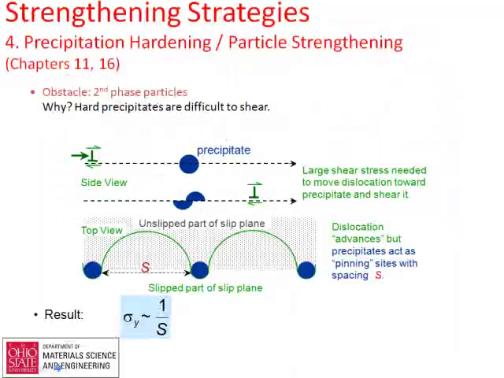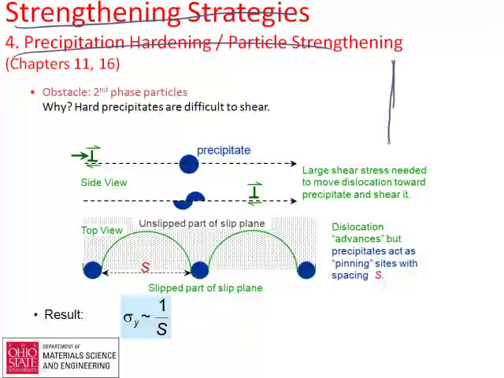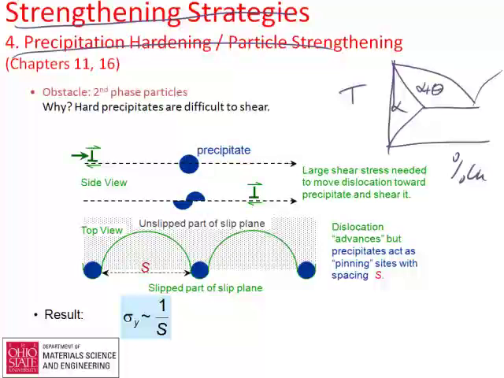Okay, the fourth strategy we can use is precipitation hardening. And this goes back to phase diagrams we've used before. Again, this is temperature. For example, this is percent copper for an aluminum system. You see something like this. This would be alpha. This would be alpha plus theta, for example.